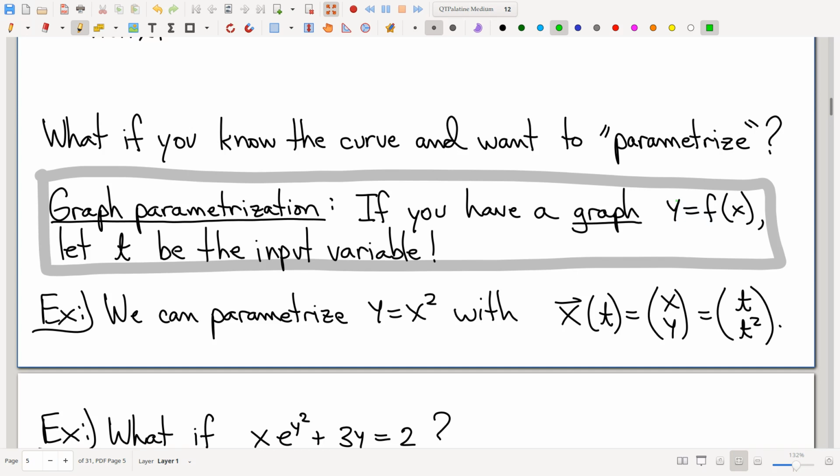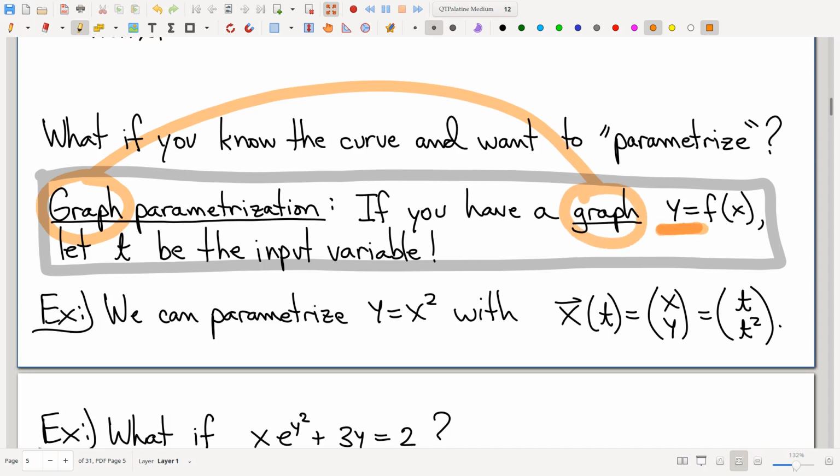I'm going to start with my favorite. It's what I like to call the graph parameterization. This is a fantastic method. It doesn't apply all the time, but when it does, it's super easy. The catch is that it only applies to graphs. Namely, you have to have solved for one of the variables in terms of the other. You can't always do that.